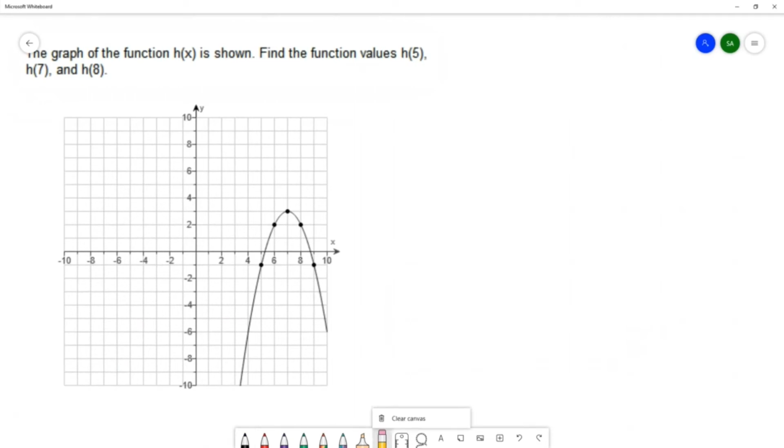On this question, we have the graph of h of x shown in the picture, and we want to find the function values h of 5, h of 7, and h of 8.